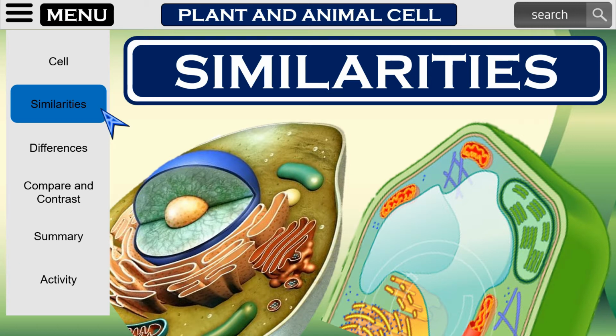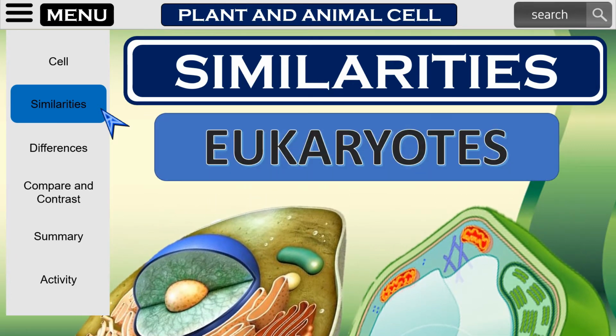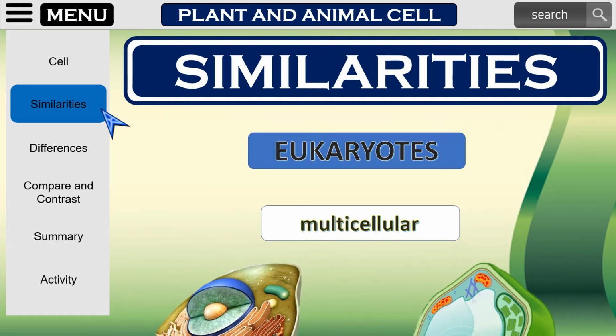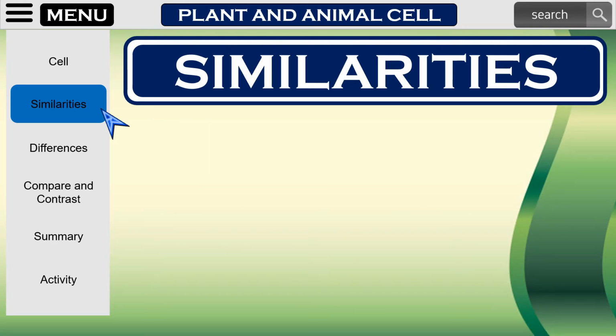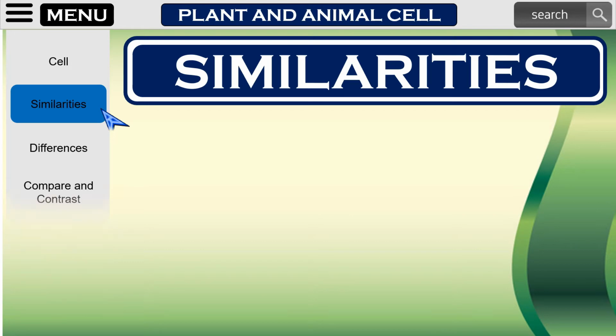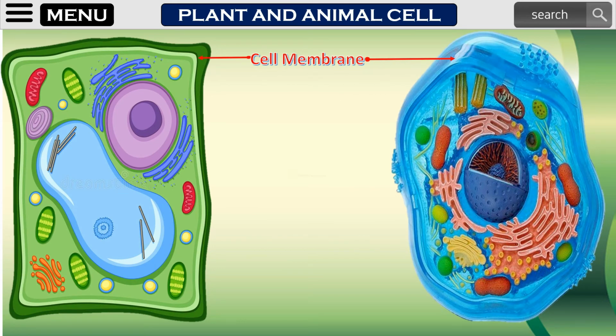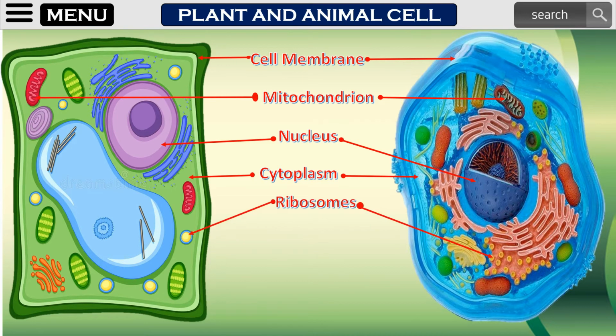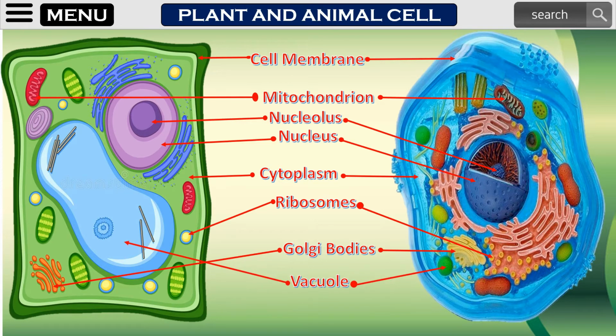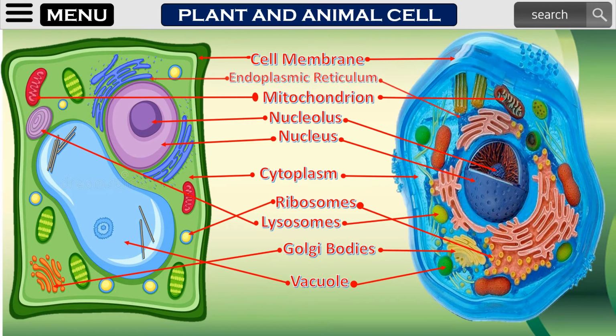Both plant and animal cells are eukaryotic. This means that they possess a true nucleus, a membrane-bound nucleus. The basic structures of eukaryotic cells are the cell membrane, cytoplasm, and nucleus. Both plant and animal cells contain the following organelles: mitochondrion, ribosomes, Golgi bodies, nucleolus, vacuole, lysosome, endoplasmic reticulum.